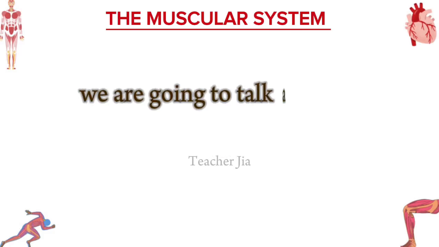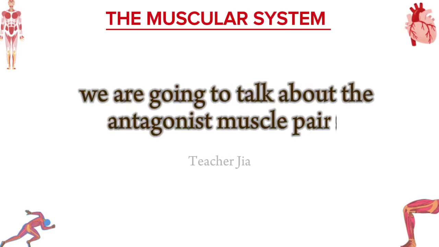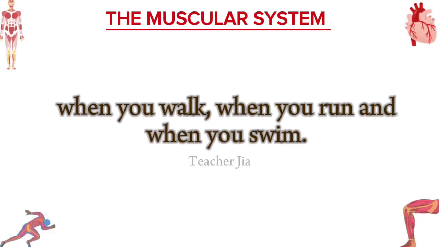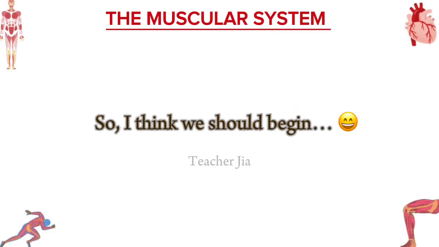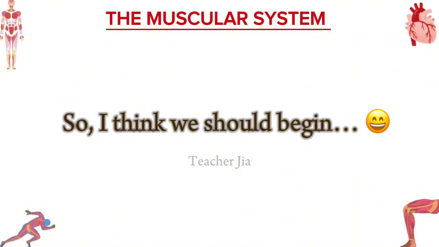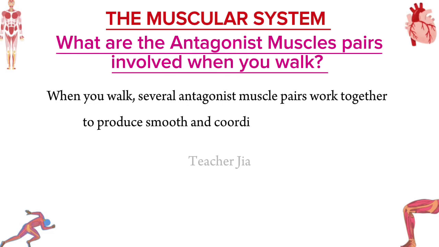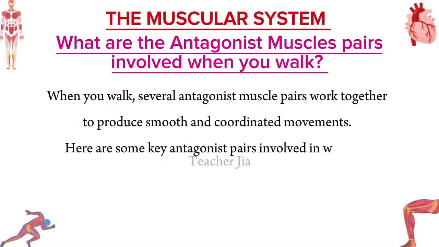So we are going to talk about the antagonist muscle pairs involved when you walk, when you run, and when you swim. So I think we should begin. When you walk, several antagonist muscle pairs work together to produce smooth and coordinated movements. Here are some key antagonist pairs involved in walking.